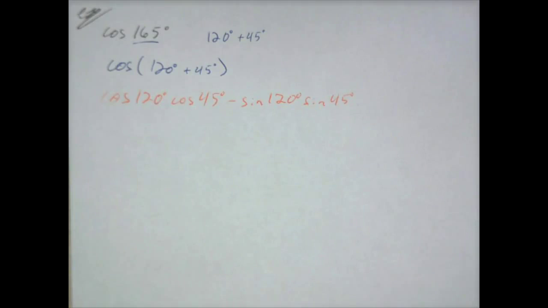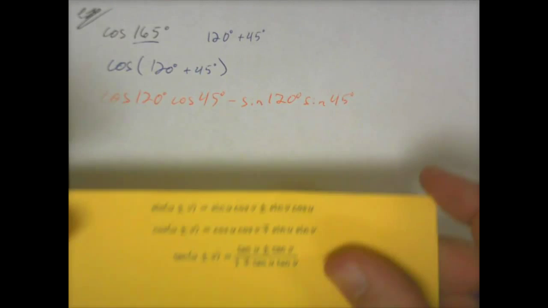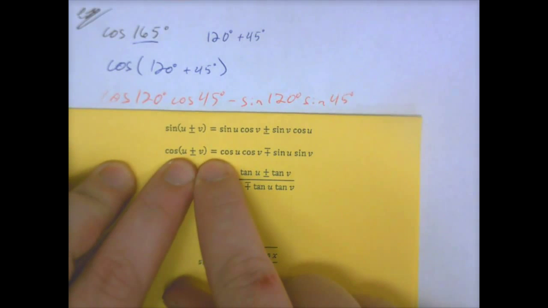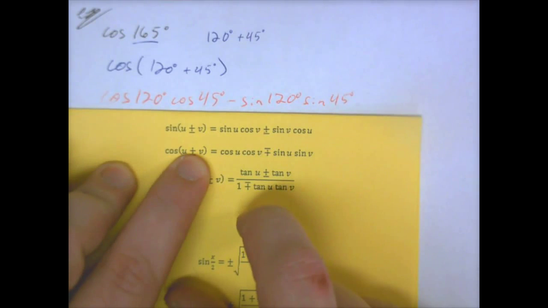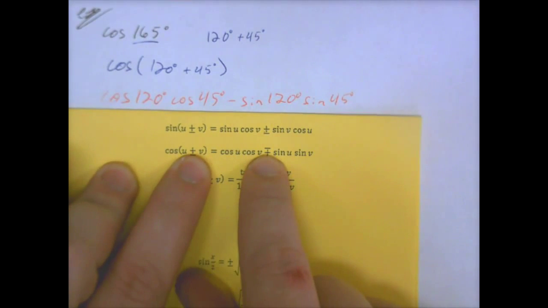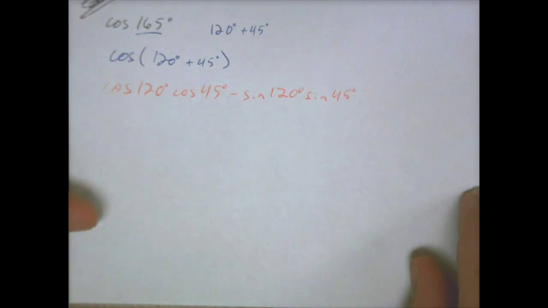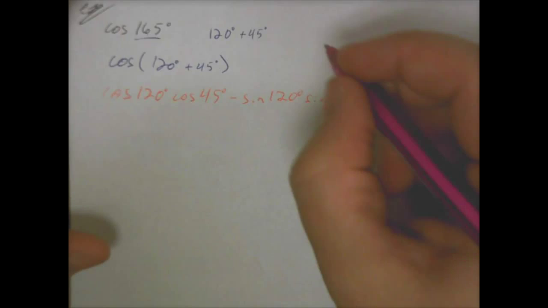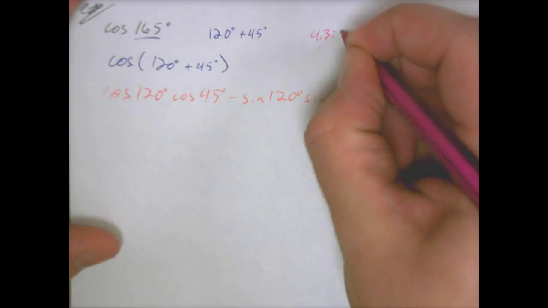Okay, and that's just coming from the middle sheet. I have cosine of u plus v, so notice the plus is on top. So I'll use the sign on top on my right-hand side: cosine u cosine v minus sine u sine v. And then I'm just going to evaluate those trig functions where they are. Again, if you don't remember how to evaluate trig functions, you have some serious catching up to do. You need to go back and watch section 4.3. It's called unit circle.